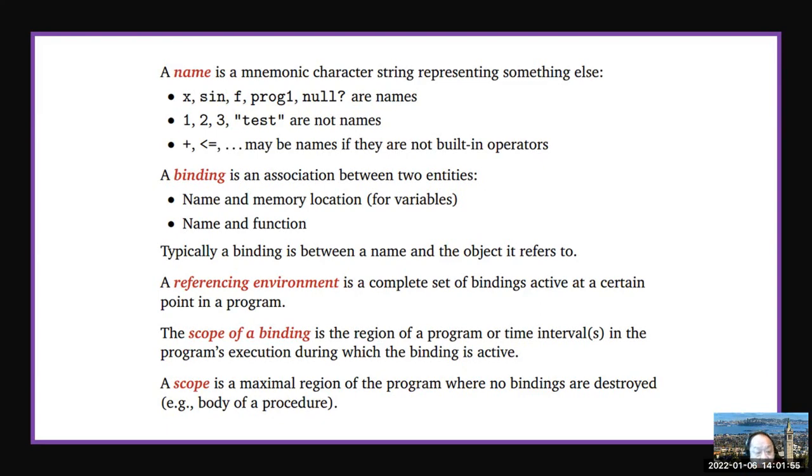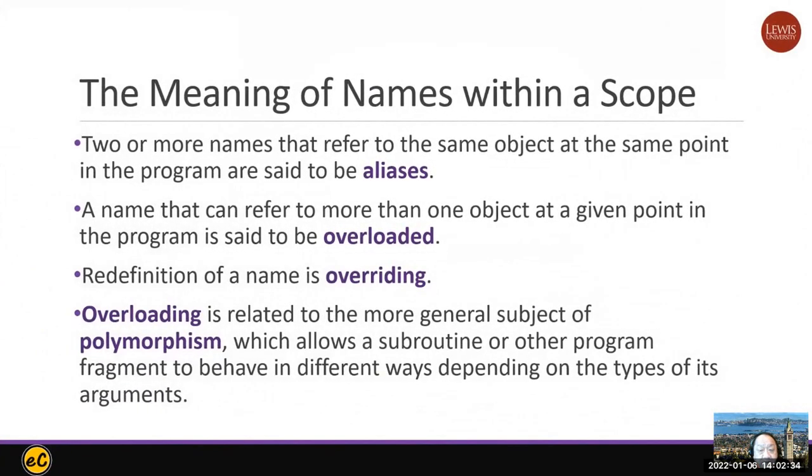Binding is an association between two entities, a name and a memory location, or a name and a function. The association of a name to its object we call a binding, and the set of all bindings we call the reference environment. The region of the program or time interval during which the binding is active, the lifetime of a binding, we call the scope of the binding. Scope is the maximum region of the program where no binding is destroyed.